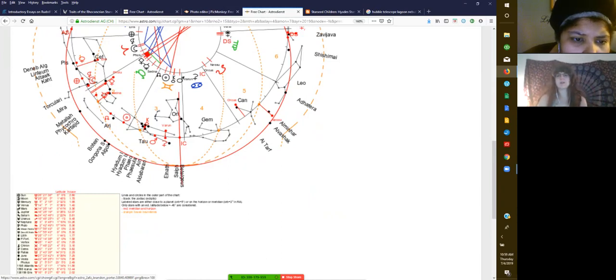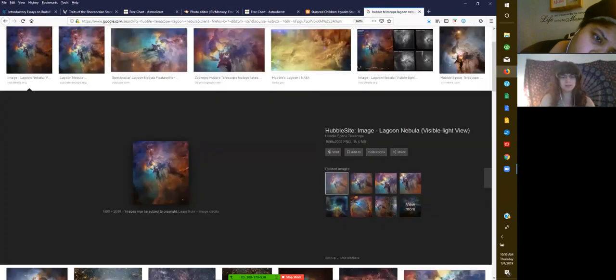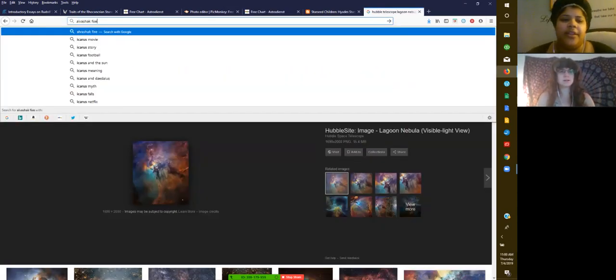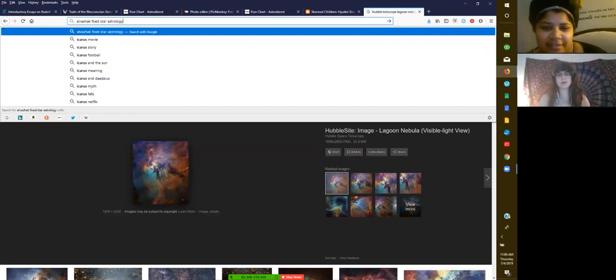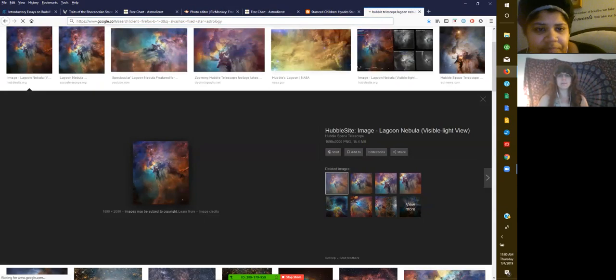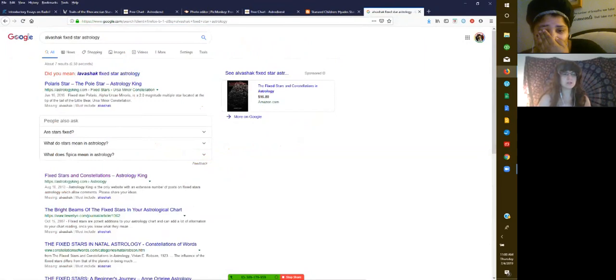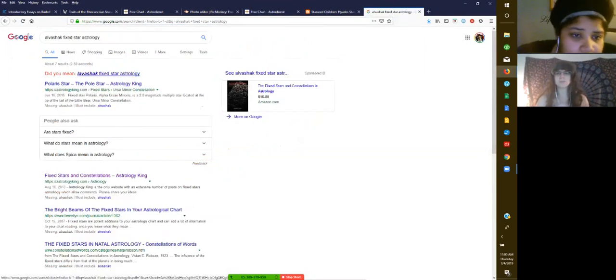So I usually go and search like Alvashak fixed star. I didn't even see where you were looking. Sorry, I was just going around the circle. So right here, in Leo. He has two of these stars that are farther away, kind of outside of the constellation circle. Oh, okay, I see which way you're moving. I'm just not sure. It's not showing up. Let's try the other one.